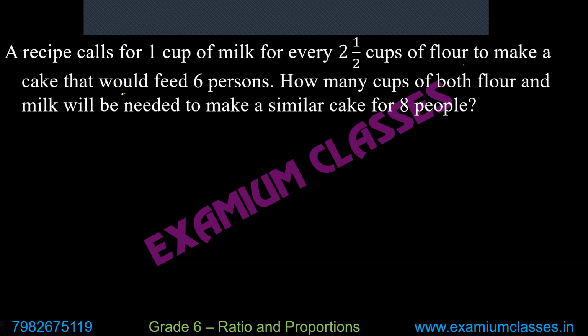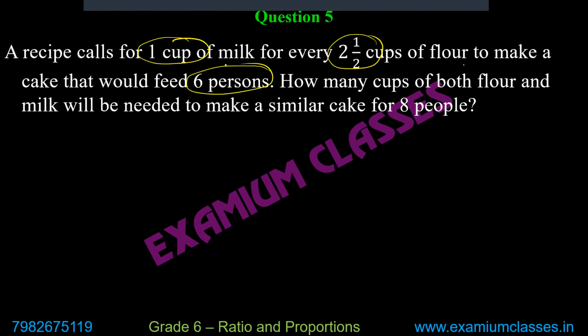Okay. Now next part is, this is suitable for 6 persons. So it will feed 6 persons. If we are using 1 cup milk and 2.5 cups of flour, it will feed 6 persons. Question is, how many cups of both flour and milk will be needed to make a similar cake for 8 people? Okay. So how do we do that?